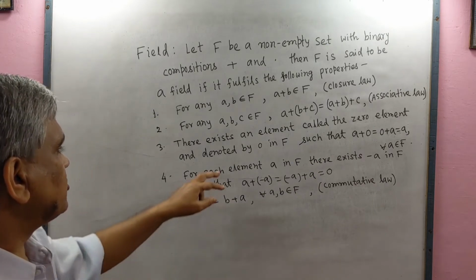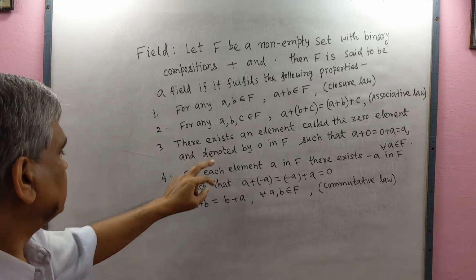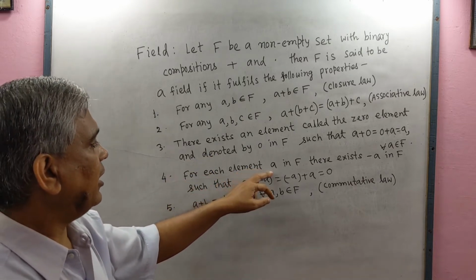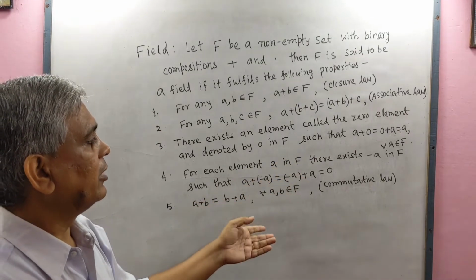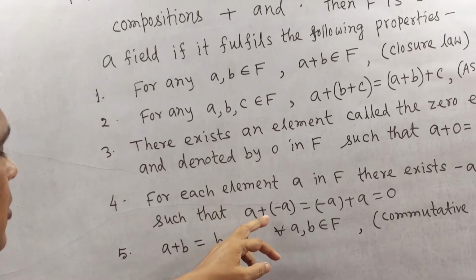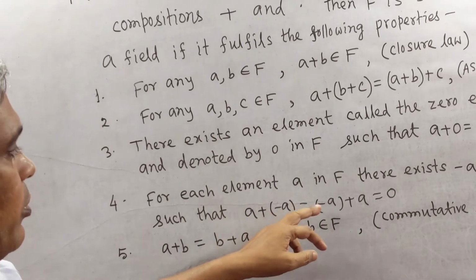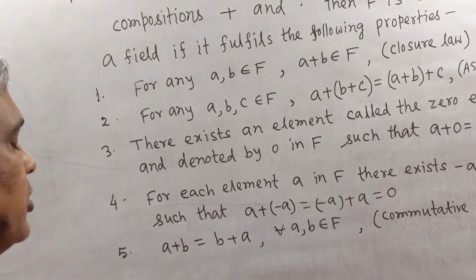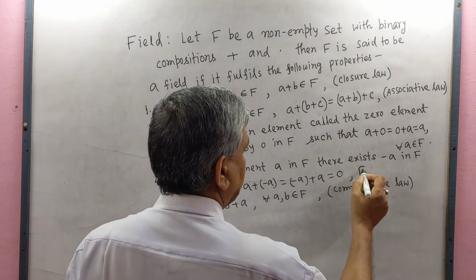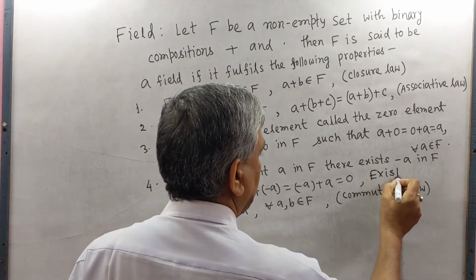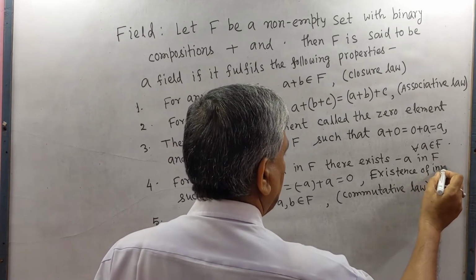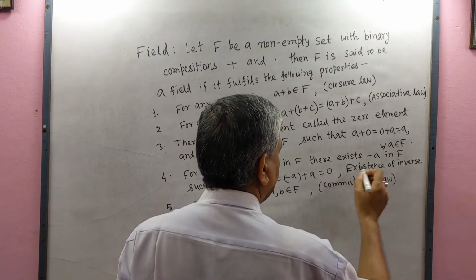This is the existence of zero element. Number 3. Number 4: for each element A in F, there exists minus A in F such that A plus minus A equals minus A plus A equals 0. This is the existence of inverse, the additive inverse.